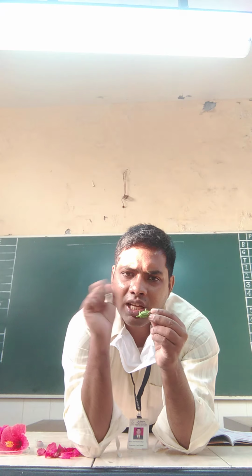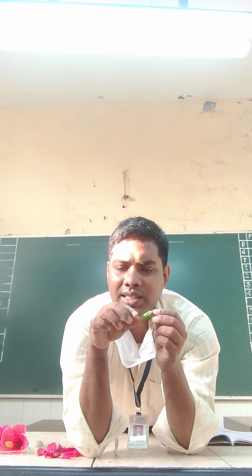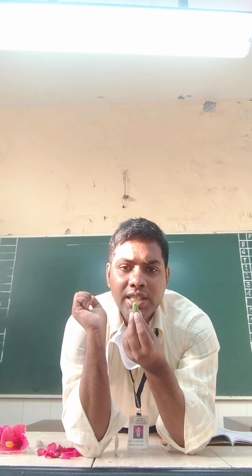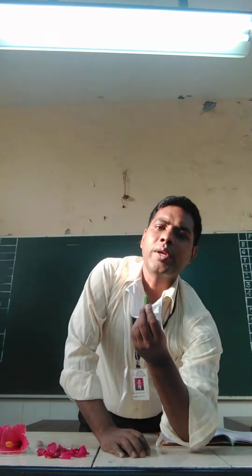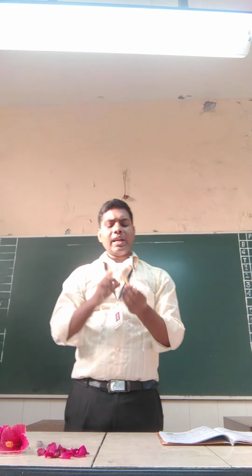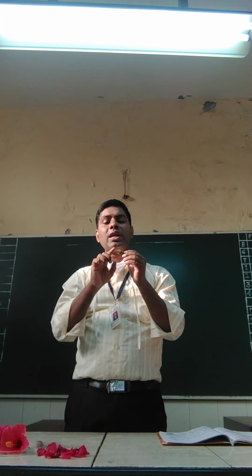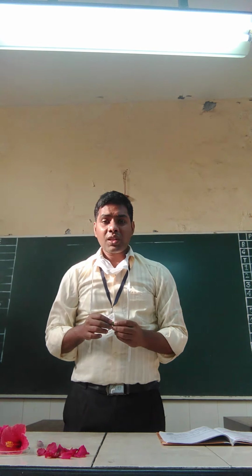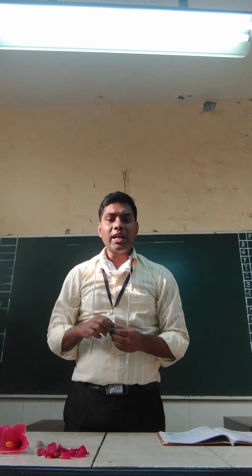Now, this green color part is called the calyx. This is called the calyx. When you see here, one stick-like structure is there. It is called the pedicel. It is called the pedicel, students. Now, the red color structure is called the corolla. Corolla is also called petals, students.